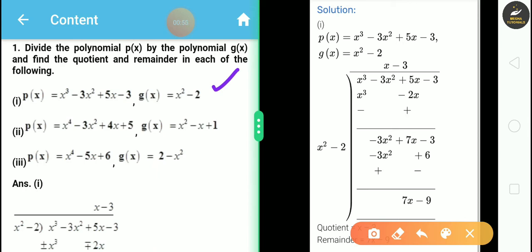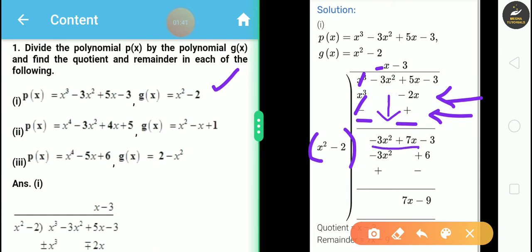So x cube upon x square, we will get x, then we will multiply this x by x square minus 2 to get x cube minus 2x. Then we will change the sign, so minus becomes plus. So x cube and x cube will be cancelled, then minus 3x square as it is, 5x plus 2x, we will get 7x, and minus 3 as it is.